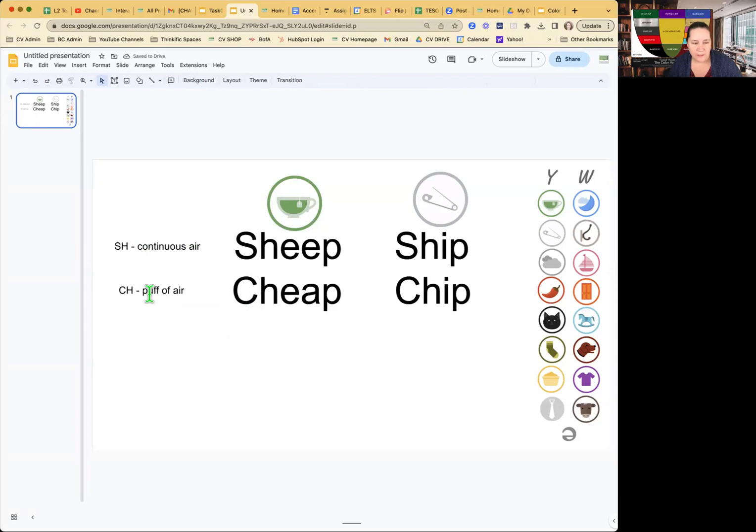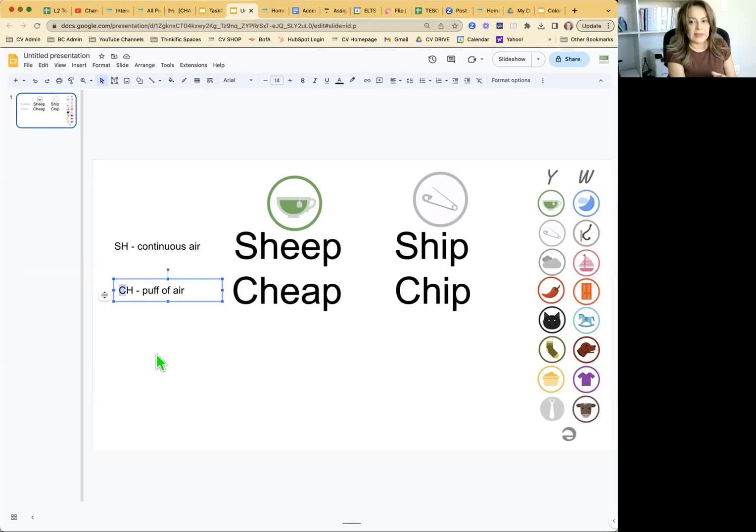So the little trick for you to remember isn't as easy. The C, you can think of it as like the C of cat, right? Notice how I can't continue it. So if you use that as a little reminder, CH is also a puff of air. And then you've got cheap. Okay, so that's what we need to know.